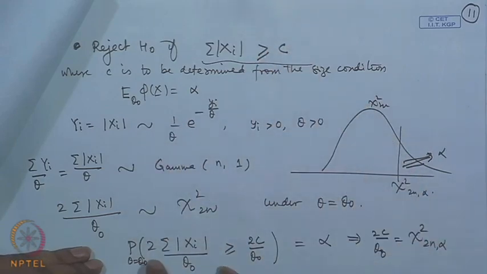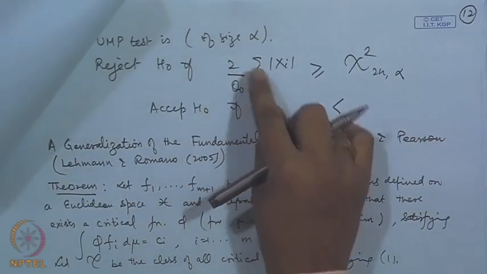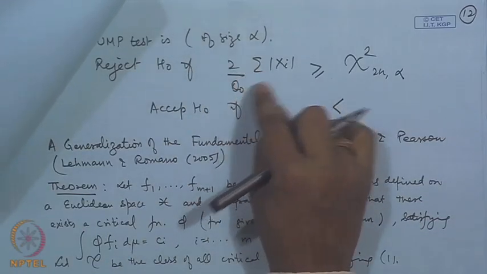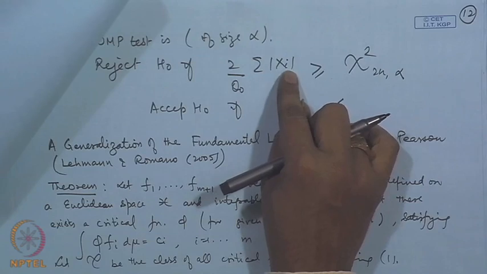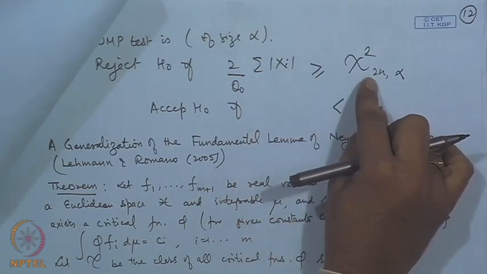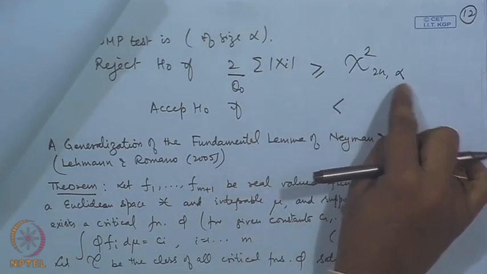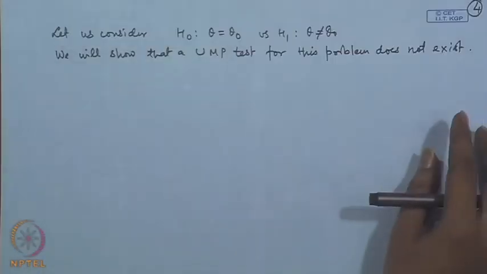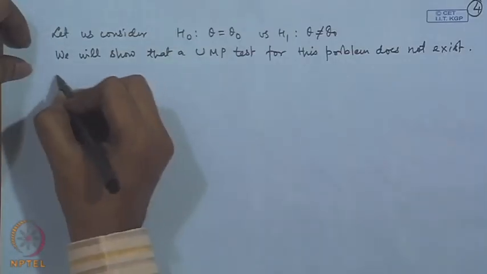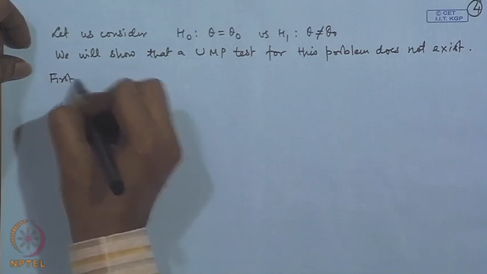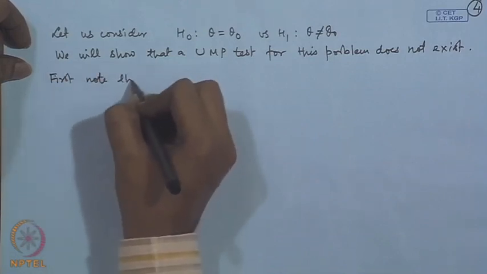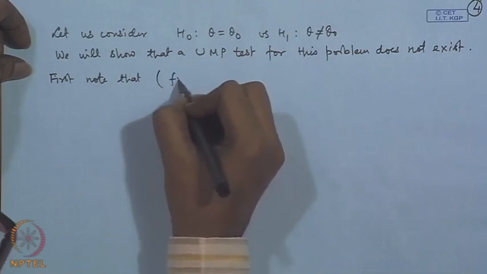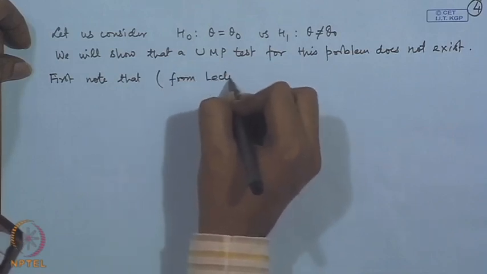The final form was: reject H naught if 2 by theta naught sigma modulus of x I is greater than or equal to chi square 2 n alpha. So, let us write this. First note that, I am giving the reference from lecture 24.